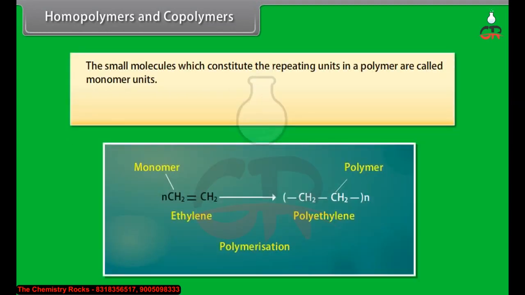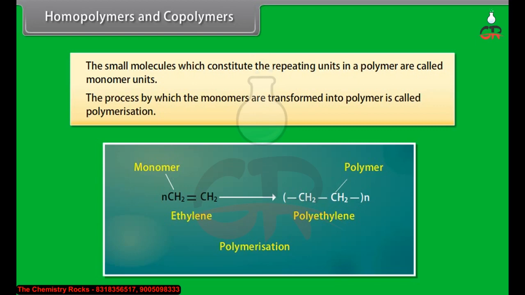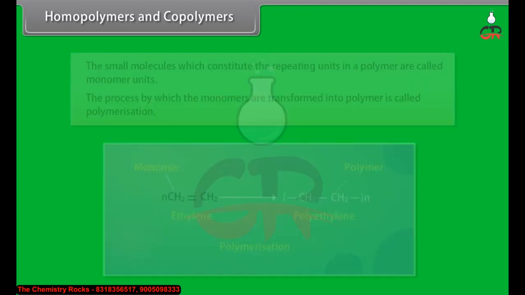The small molecules which constitute the repeating units in a polymer are called monomer units. The process by which the monomers are transformed into polymer is called polymerization. For example, polyethylene is a polymer which is obtained by the polymerization of ethylene. The ethylene molecules are referred to as monomer units.